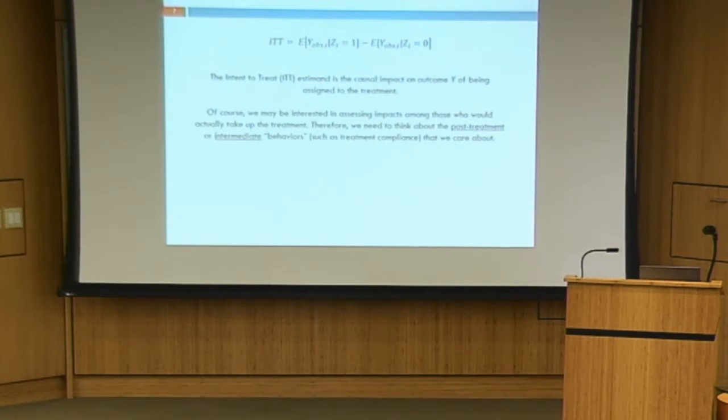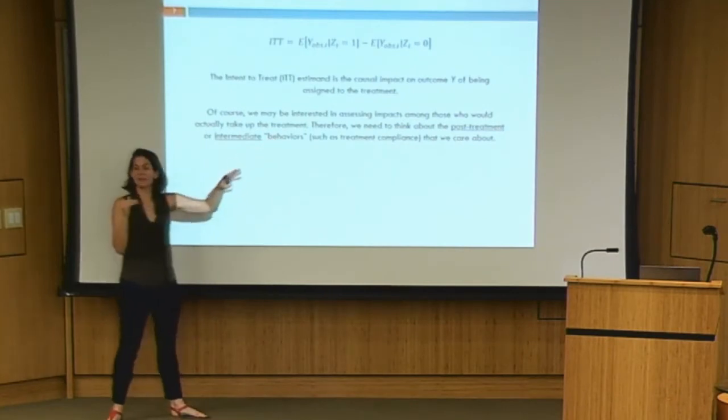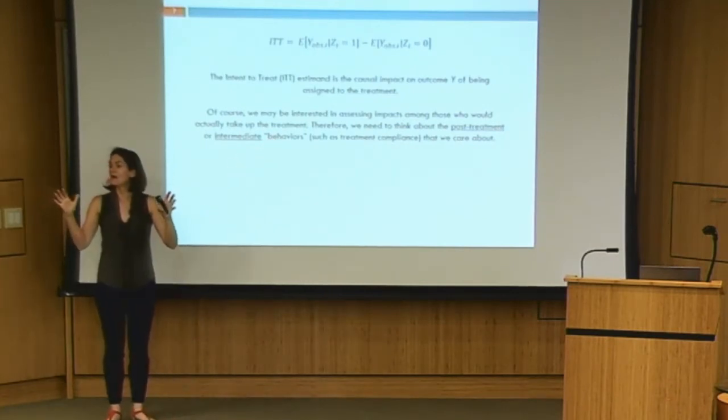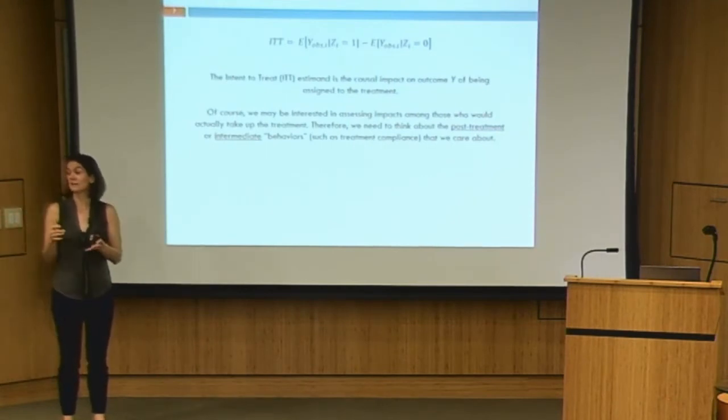So compliance is one of those kinds of questions. What's the impact of assignment to treatment for people who are going to comply with whatever I assign them to, versus people who are going to do something different from what I would ideally have them do? Okay? So principal stratification helps us to think in a really organized way about all sorts of different post-treatment intermediate behaviors.